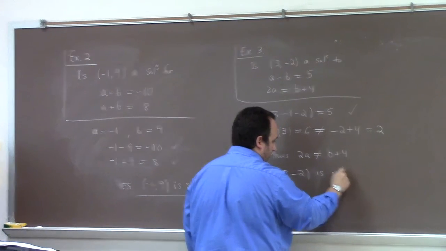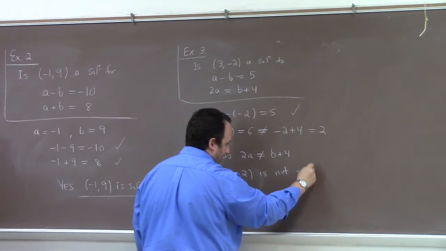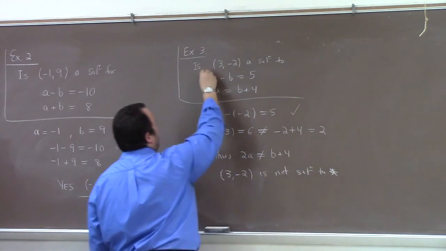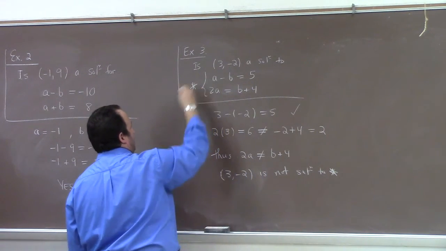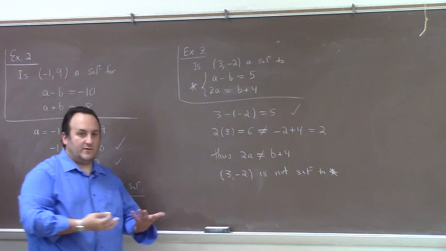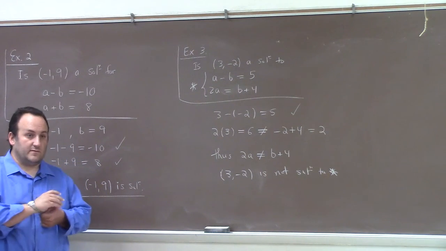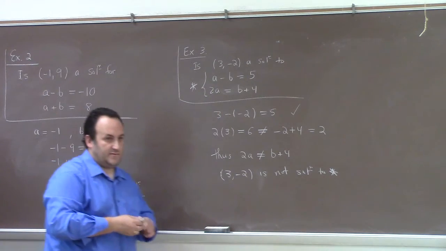So I'm giving it a name. This star is a system of equations, right? It's not enough to solve one of them. We have to solve both of them. So that's the thing. So no, not a solution.